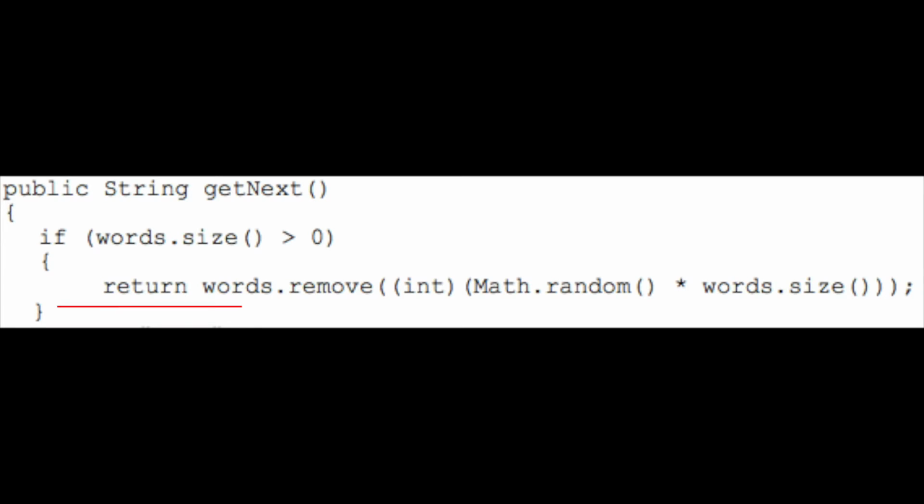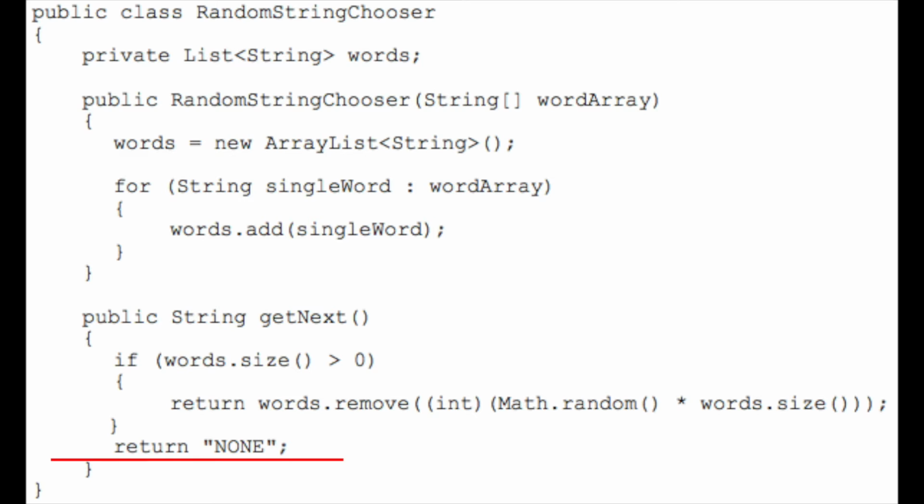Next, create a return statement to randomly return an element and remove it. First start with the remove method to avoid repeating the display of any elements. Then typecast the result to an integer to ensure that the generated number will be whole. Finally, use the random generator multiplied by the size of words to generate a number that represents the index of one of the elements. After the if statement, create a return statement that returns the string none. This will be used once the array list words is completely empty.